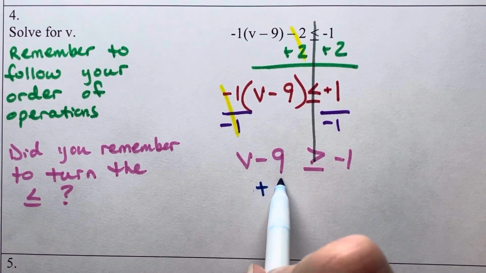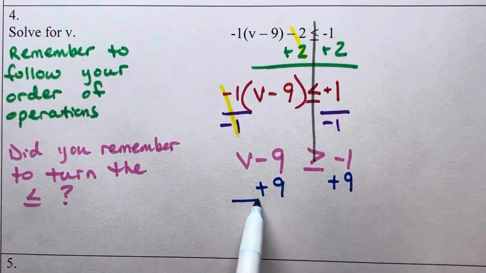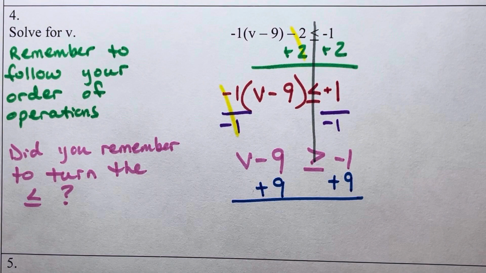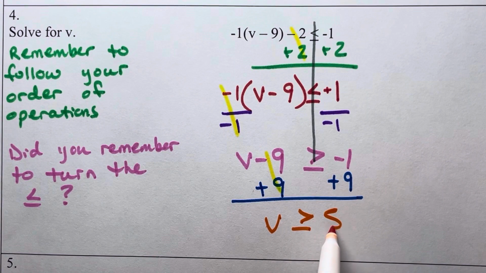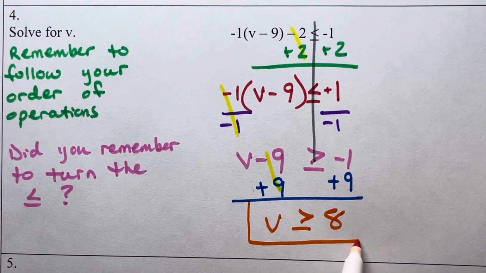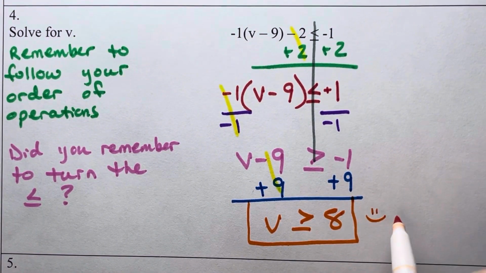Let's finish this off by getting rid of the 9, and we do that by adding it on both sides of the river, because that is the opposite of subtracting, and we end up with v greater than or equal to +8, because -1 plus 9 is +8. And there you go.